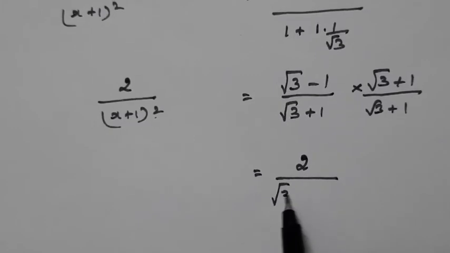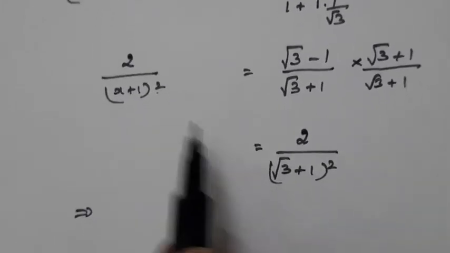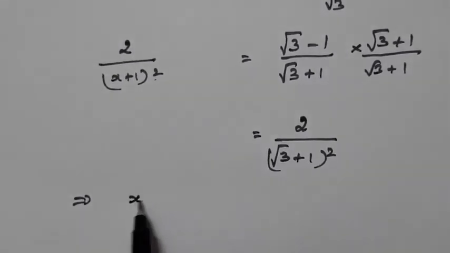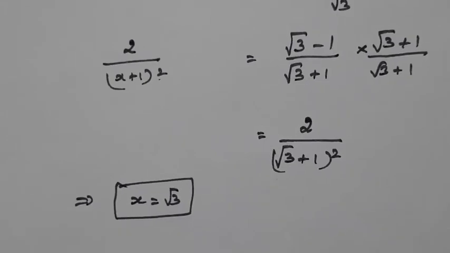And here the denominator will be root 3 plus 1 the whole square. So this implies that after cancelling 2 and equating, we have x is equal to root 3. So what is the solution for x? X is equal to root 3.